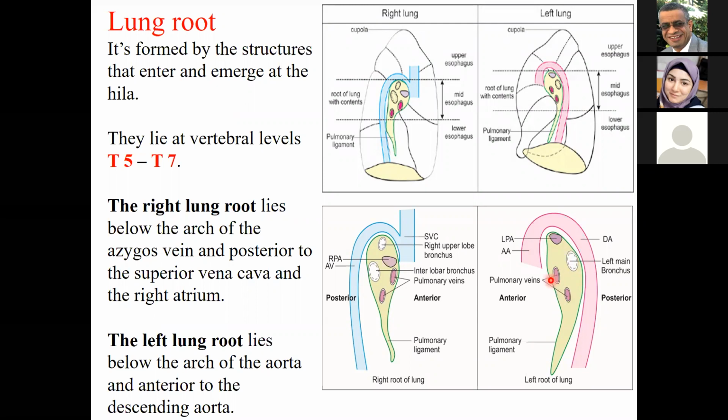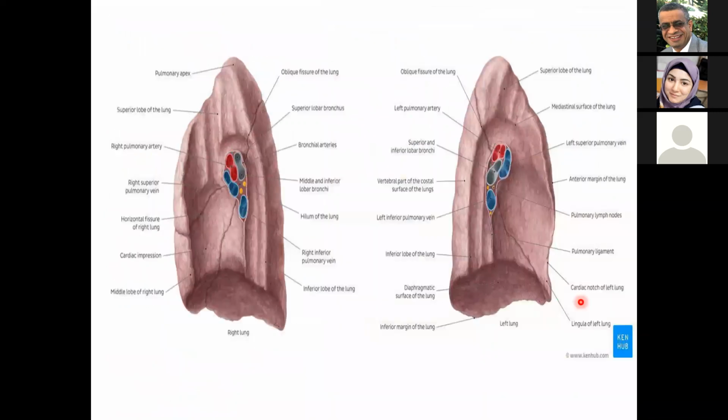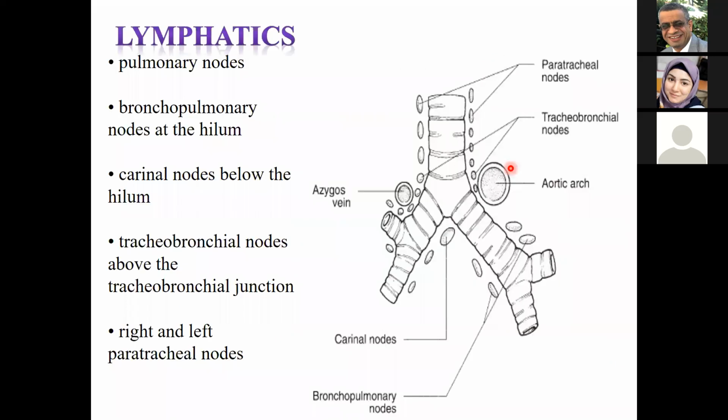This is the right lung. This is a groove for the azygos vein and the arch of the azygos, and this is a groove for the superior vena cava. This is the right lung root. This is the mediastinal surface. This is the groove for the arch of the aorta and the descending aorta. This is the root of the left lung.